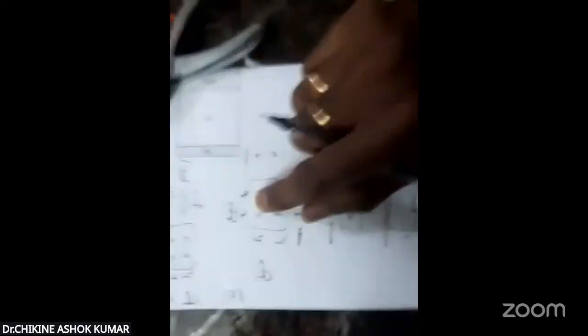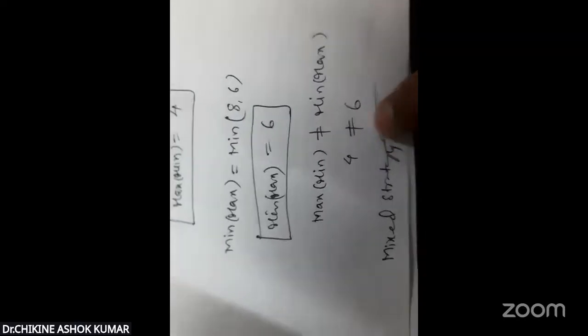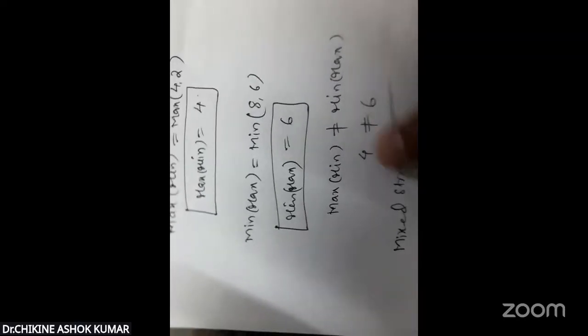But in this second example, 4, 6, 8, 2, maximin equals 4 and minimax equals 6, which means it is an example of a mixed strategy. Why? Because both have different values. Minimax does not equal maximin. So for these kinds of problems, we have to apply the ABCD principle, that is, the arithmetic method. In this method, we find the value of the game and the strategies of player A and player B.